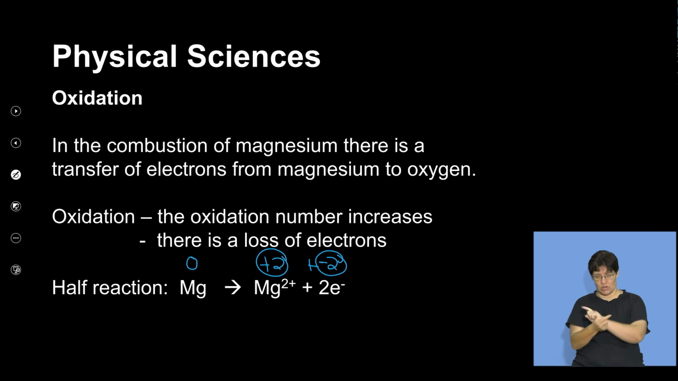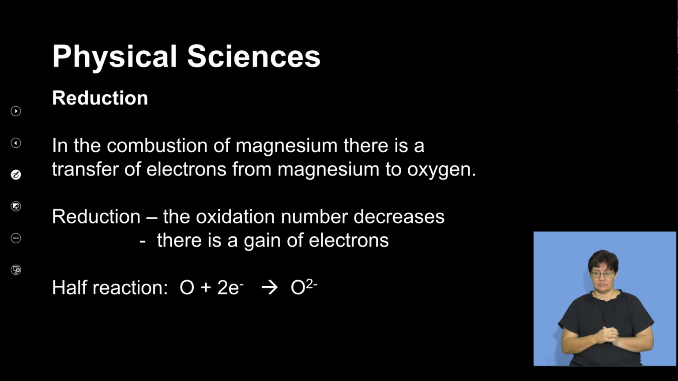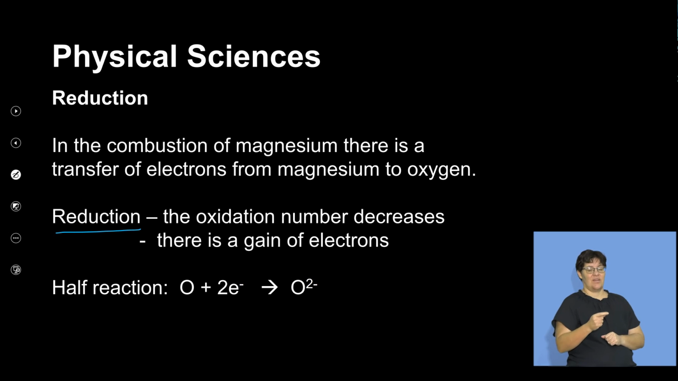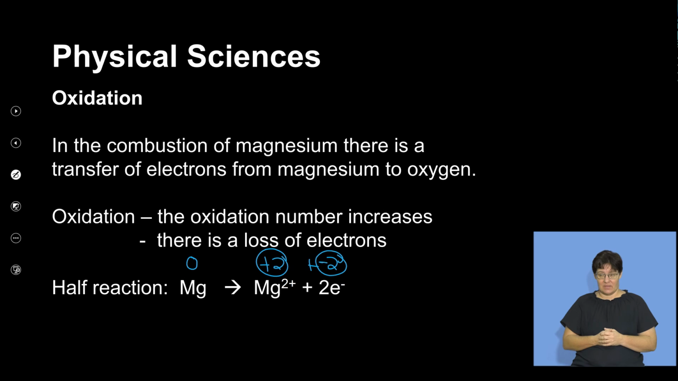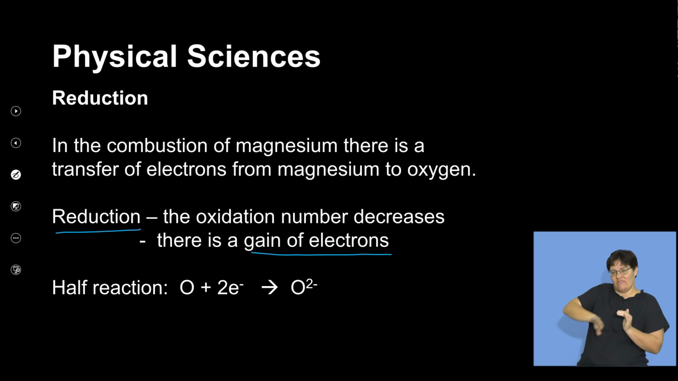Okay, and then also we are saying the opposite happened to oxygen. There was a process of reduction. The oxidation number decreased. When the oxidation number decreases, it means the substance has gained electrons. So it became more negative or less positive, while that of magnesium became more positive, there was an increase in the oxidation number. I think that's the main point.